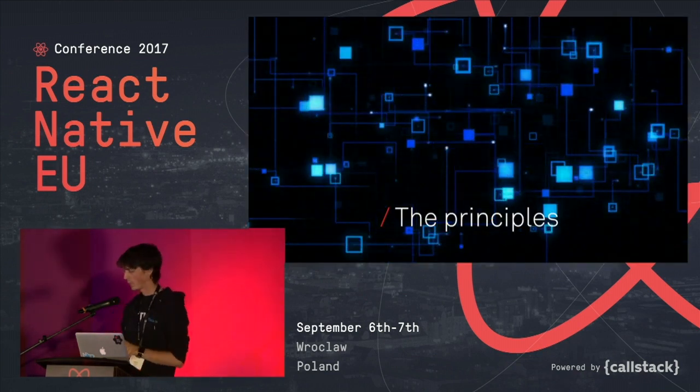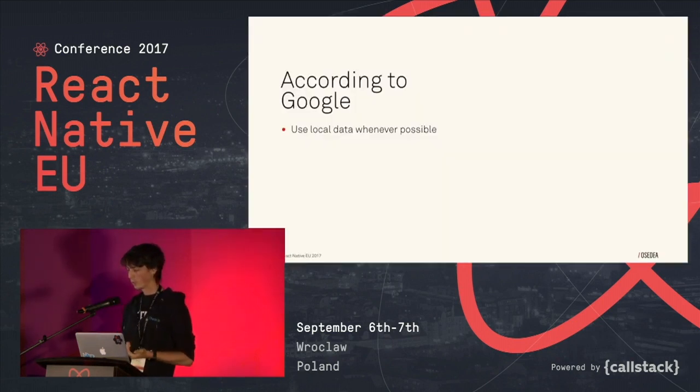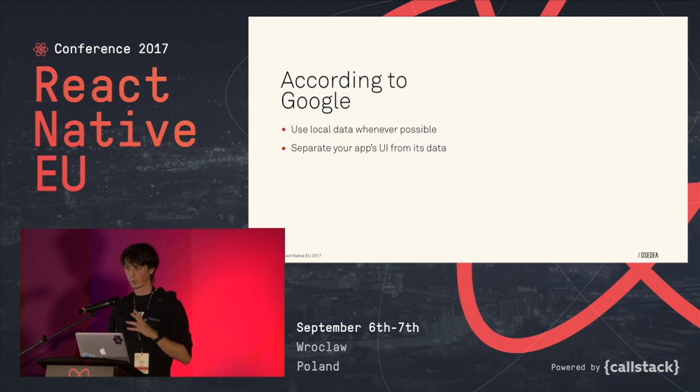Okay, so let's look at some of the principles of offline-first apps. Google gives the definition of the principles for an offline-first app. So first, you should use local data whenever possible. So don't rely on your server all the time. Second, separate your UI from its data. That's a little bit what we talked about with Airbnb, and so you can still have your UI even without connectivity.